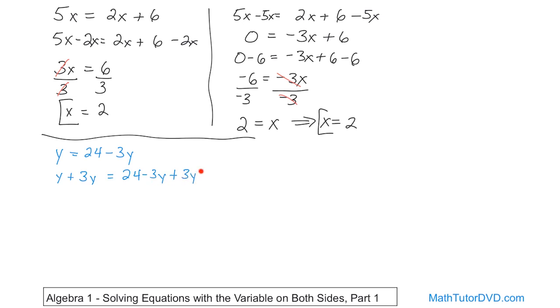So on the right, this goes to 0, and on the left, what is y? Actually, it's 1y plus 3y. 1 plus 3 is 4, so it'll be 4y equals 24.